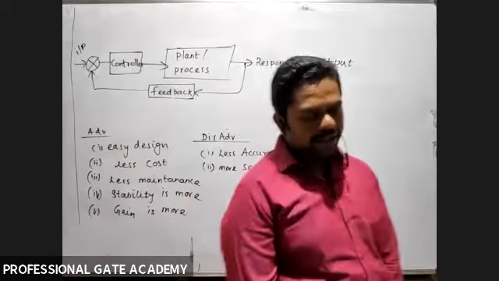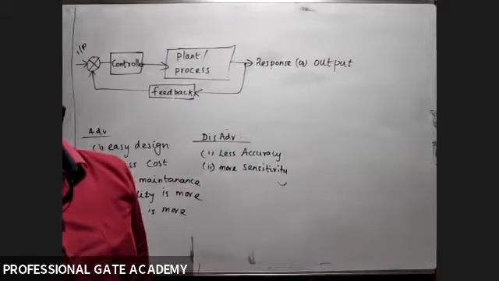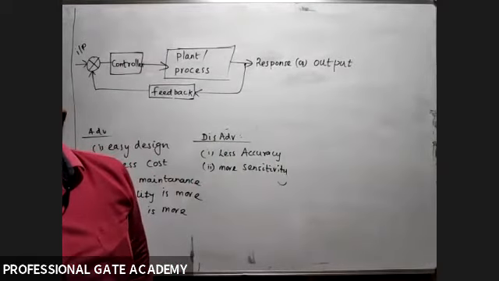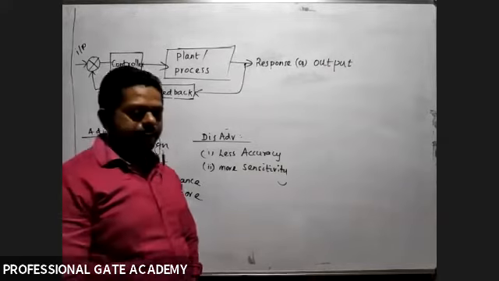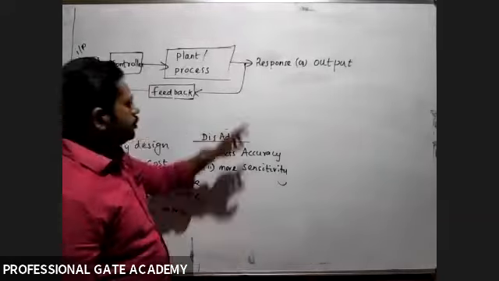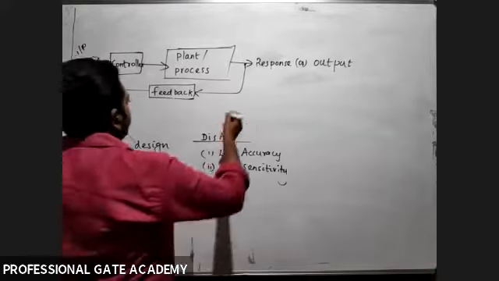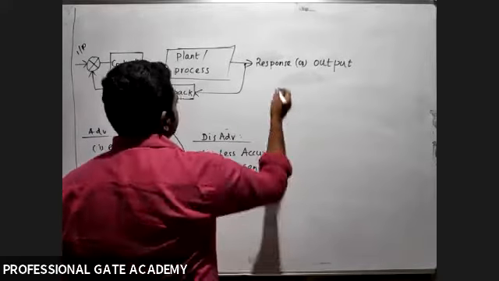Output or part of the output connected back to the input. I repeat again, what is feedback? Output or part of the output connected back to the input. So we have two types of feedback. What are the two types of feedback? Yes, note down the types of feedback.